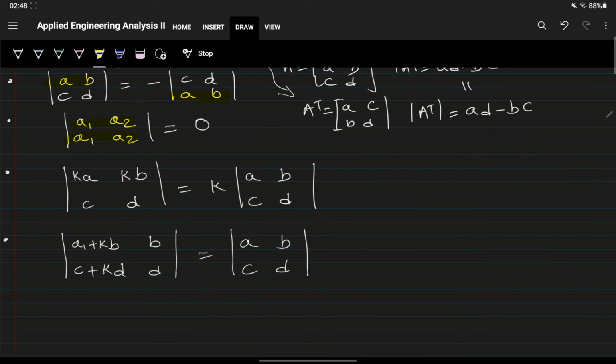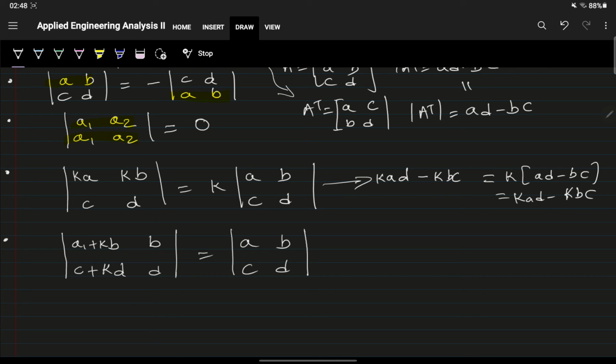And if we multiply a constant, the same number, to any particular row or column, it is equivalent to multiplying the determinant by that number. So let's see. We have the determinant as KA into D minus KBC, that is equivalent to K into (AD minus BC), that is KAD minus KBC.